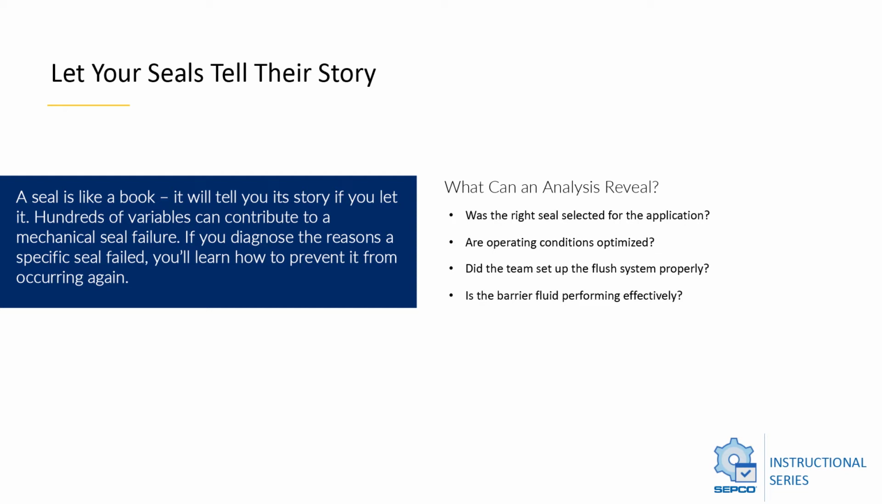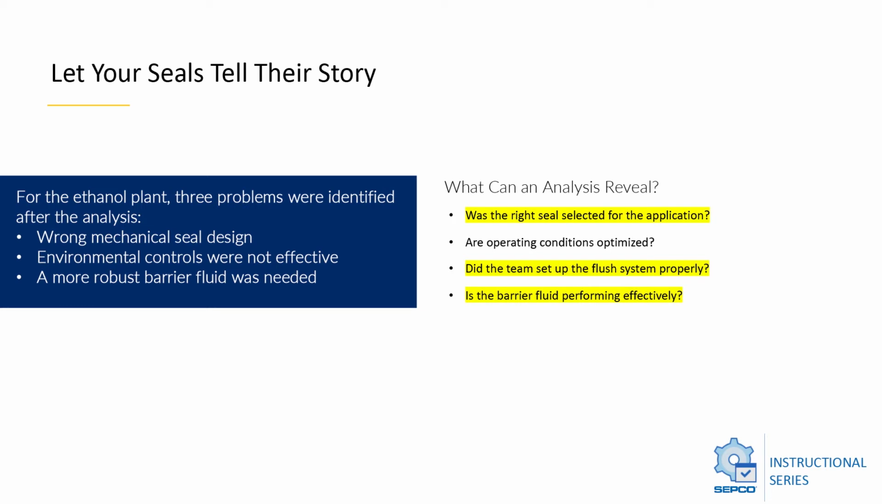So by doing this failure analysis on these seals, we can see over to the right there, was the right seal selected for the application? Are the operating conditions optimized? Did the team set up the flush system properly, and is the barrier fluid performing effectively? So we have to look at each of those areas, again, application, operation, installation, and find out exactly what's causing those seals to fail in order to get those fixed.